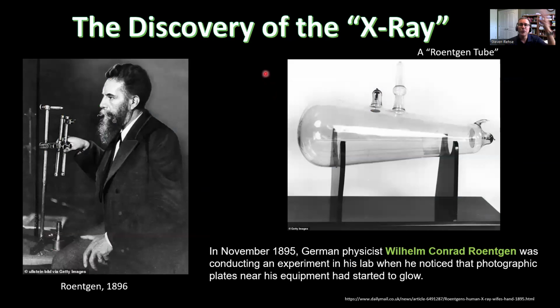So X-rays are super, super useful. Let's just dig into where X-rays kind of come from and how they were discovered. So X-rays were discovered in November 1895. This is something that really burst onto the scene very suddenly. In November 1895, a German physicist named Wilhelm Röntgen was conducting an experiment in his lab, and he was using an evacuated vacuum tube that shoots electrons through it.